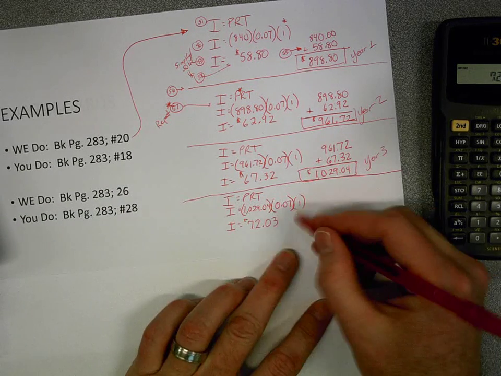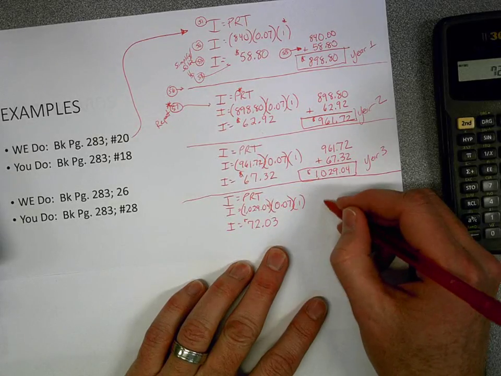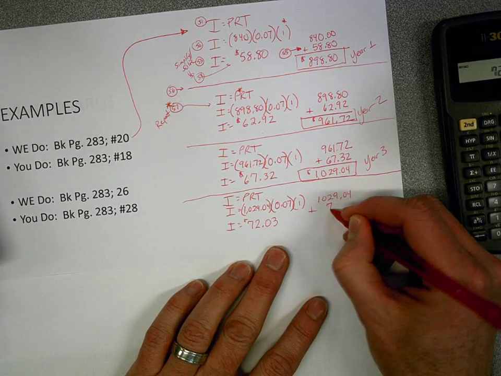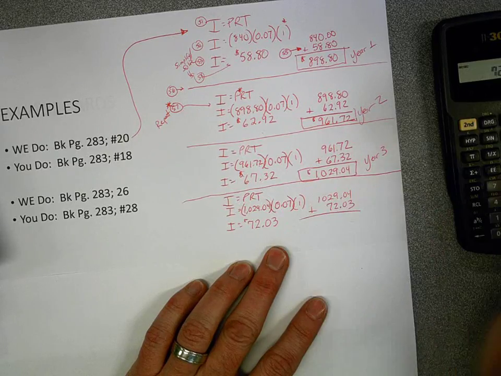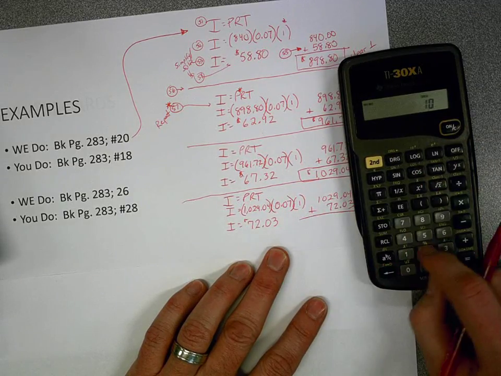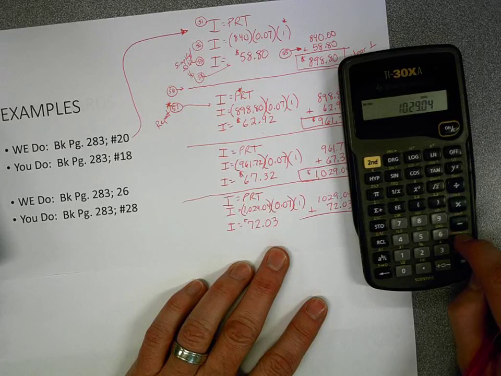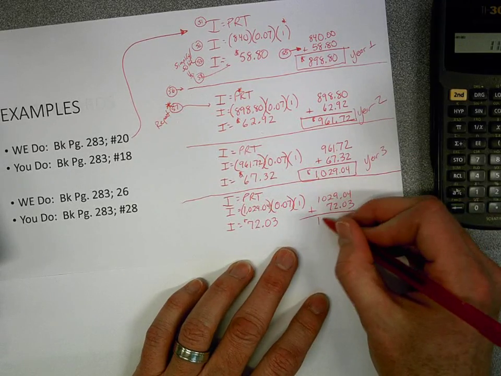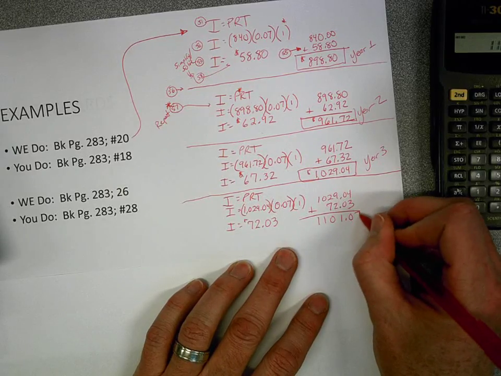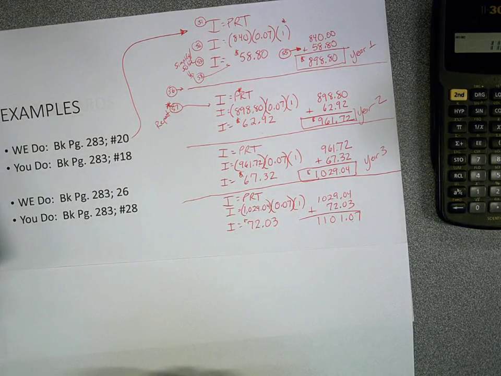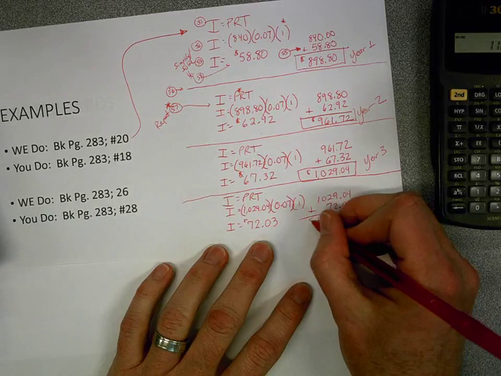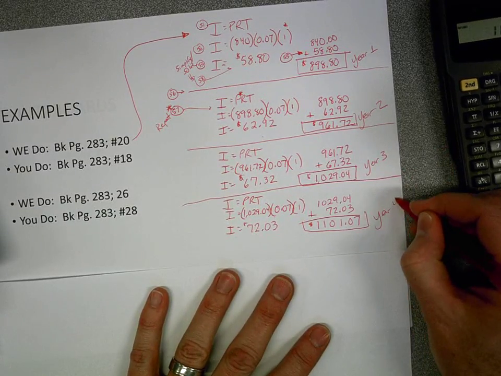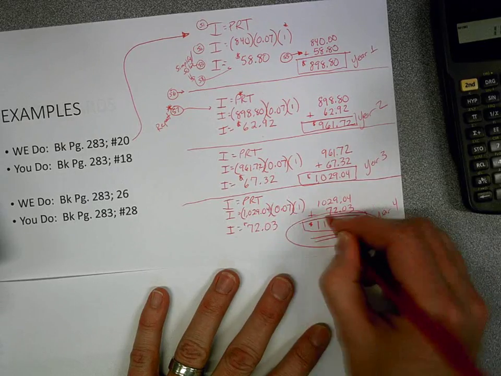Turn around, take that, and add it to $1,029.04. So that's $72.03. 1029.04 plus 72.03 equals 1101.07. Put your dollar sign on it, block it in. This is year 4, so ta-da! Final answer.